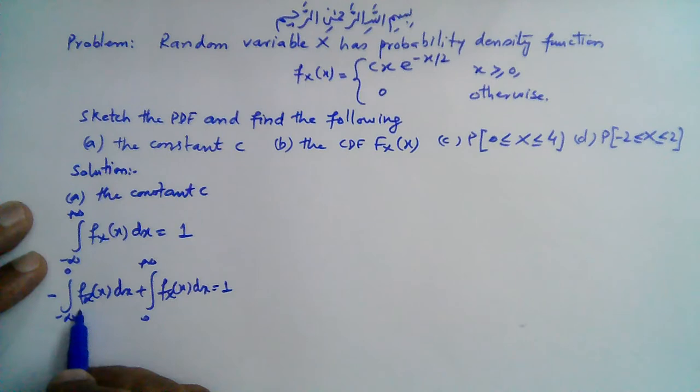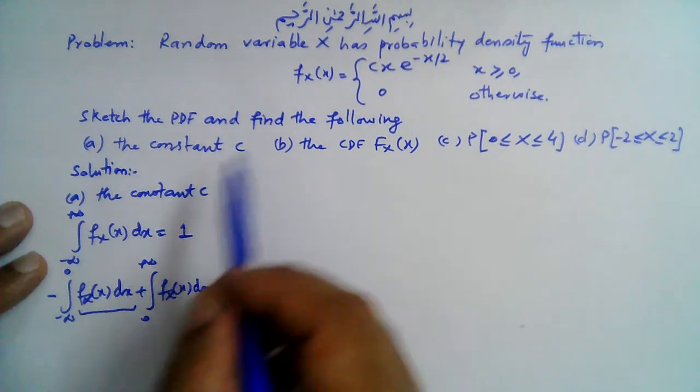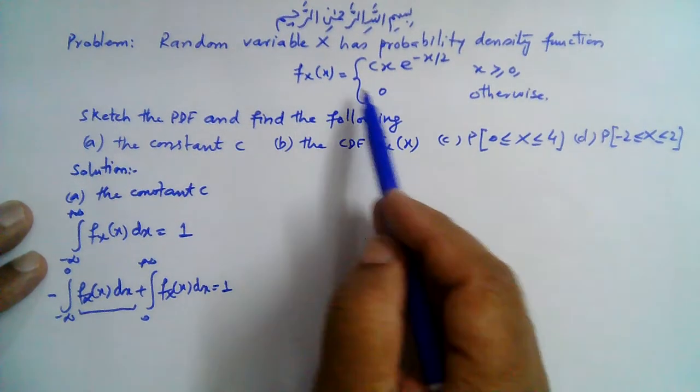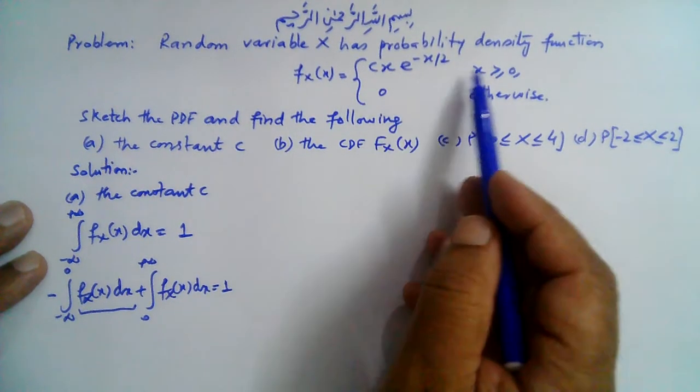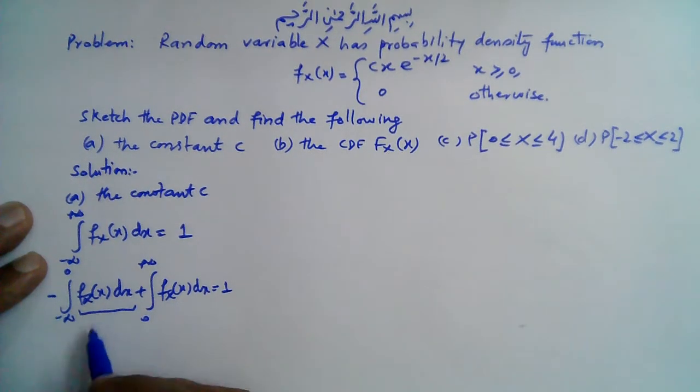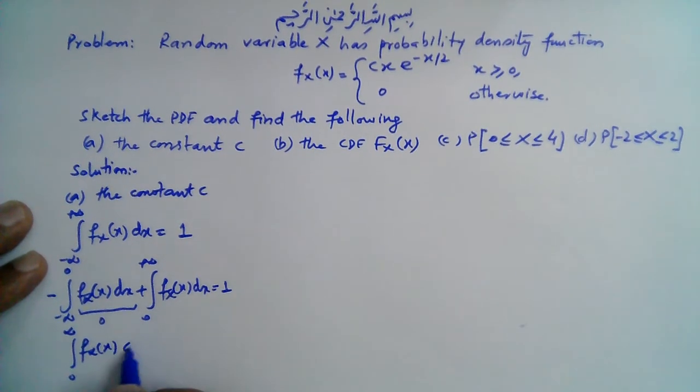But this part from minus infinity to 0, because this is negative and this is 0, the PDF is 0 for the negative values, because it has this value only for when the x is positive. For all other values, this is 0. So this is 0, right? So in effect, we can write this as 0 to infinity fx of x dx is equal to 1, and this part is 0.